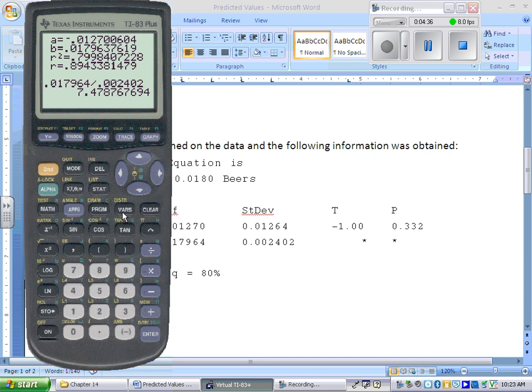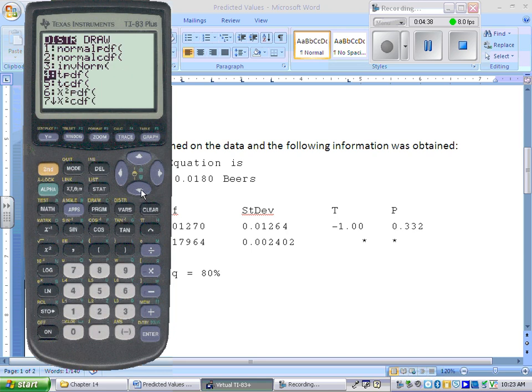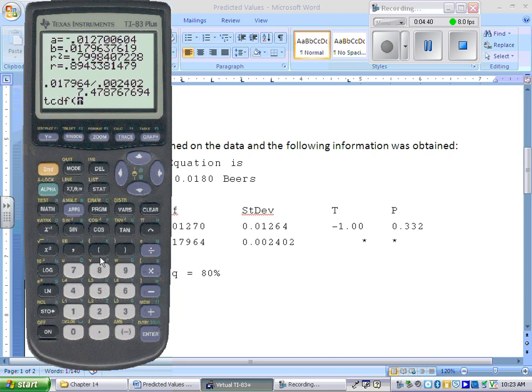If you were using your calculator, you could do something like this, TCDF of a lower bound, upper bound, degrees of freedom. What are the degrees of freedom? 14, because there were 16 college students, so n minus 2. And my p-value, of course, is something really, really small. So I reject H0 in favor of HA, and I now think that there is a positive relationship between the number of beers and the amount of blood alcohol content.